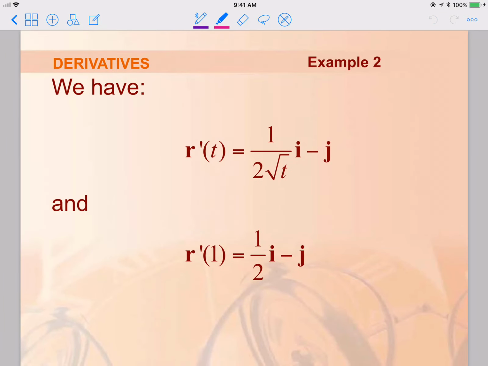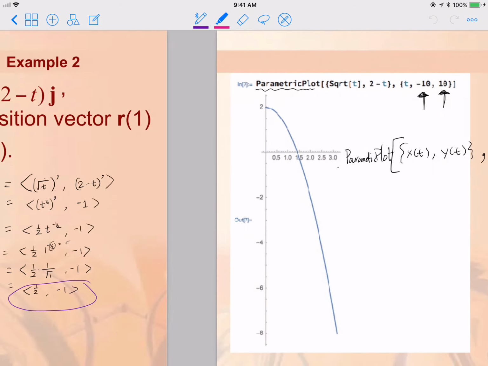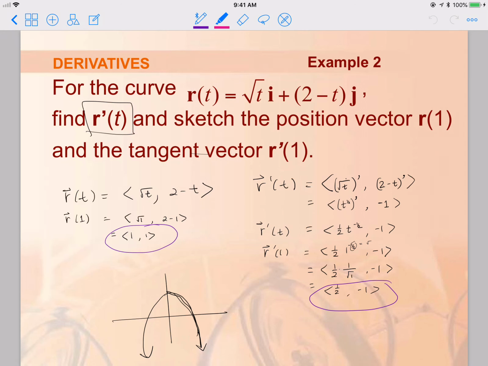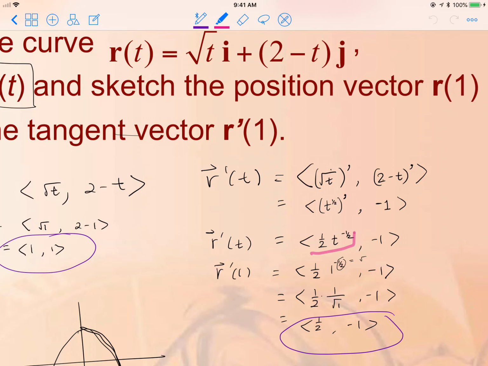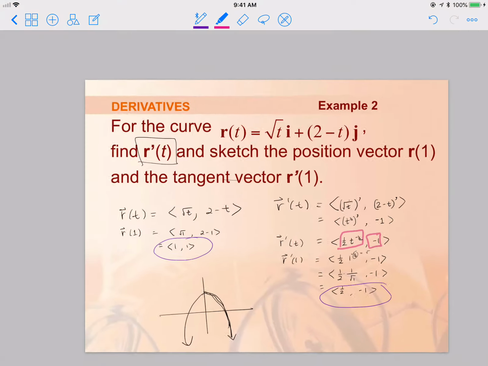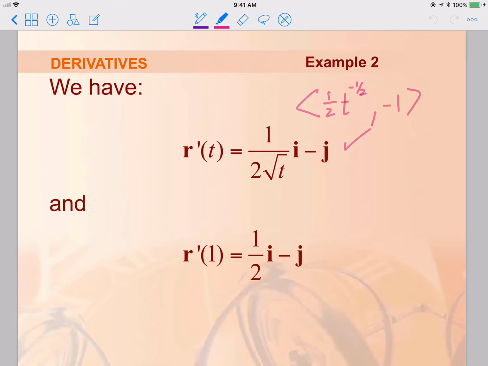Okay, now, so this is just rewriting the formula. We found that formula from before. That's the same thing as 1/2 t to the negative 1/2, comma, negative 1. And isn't that what we found for our formula for r prime? Yeah. 1/2 t to the negative 1/2, comma, negative 1.